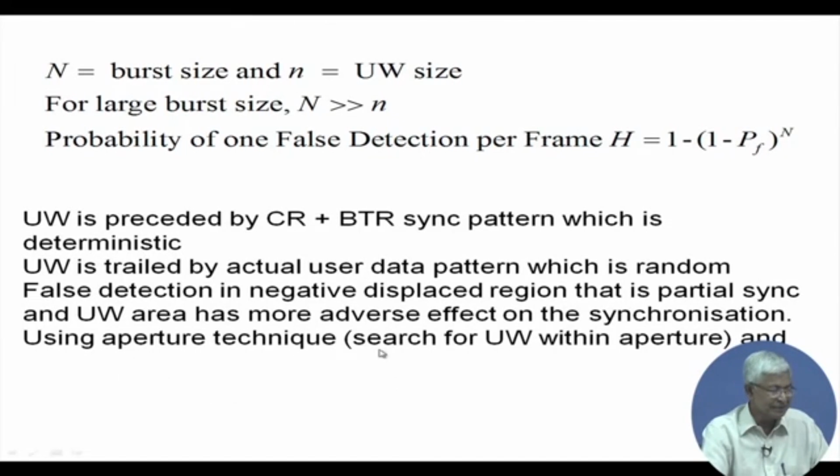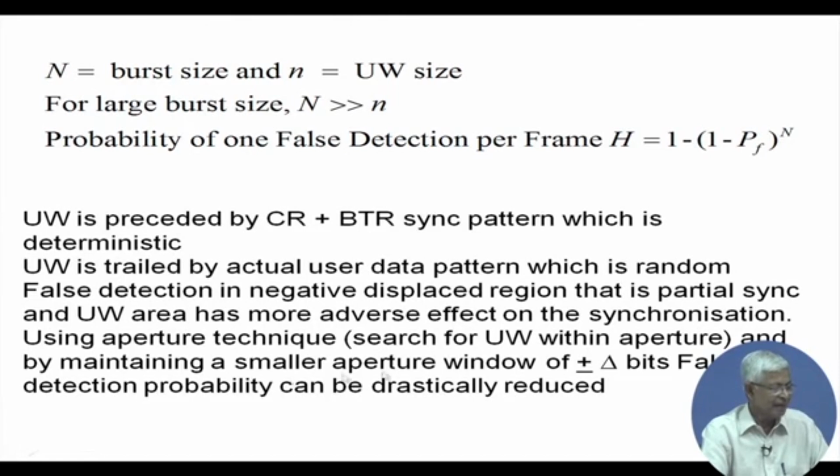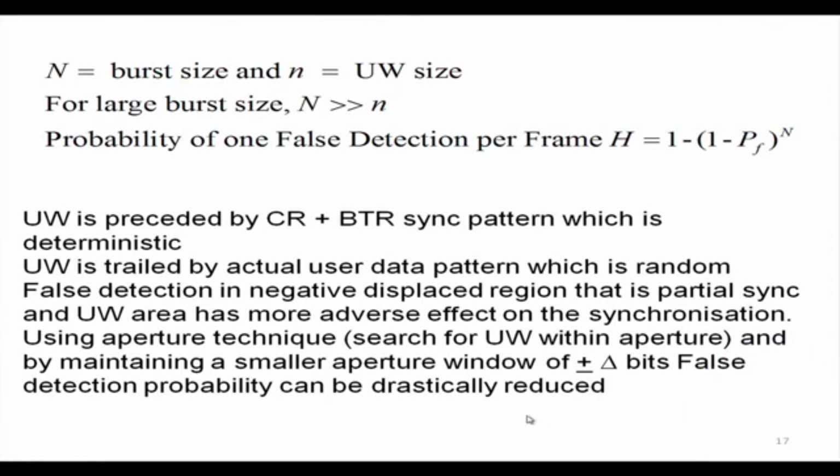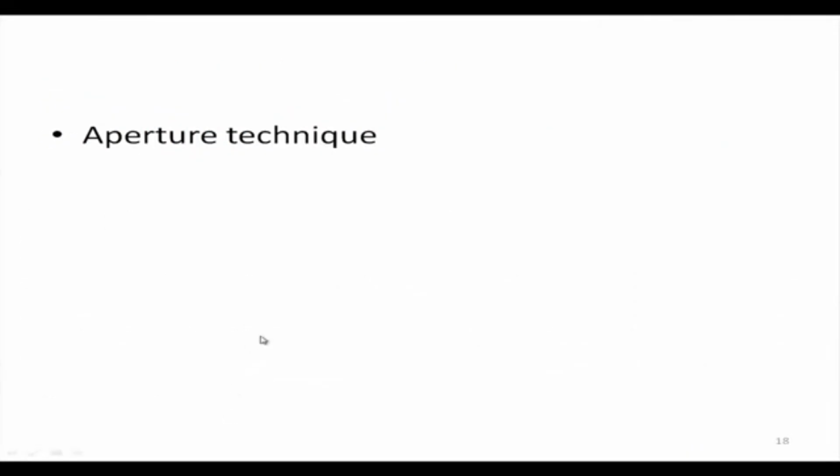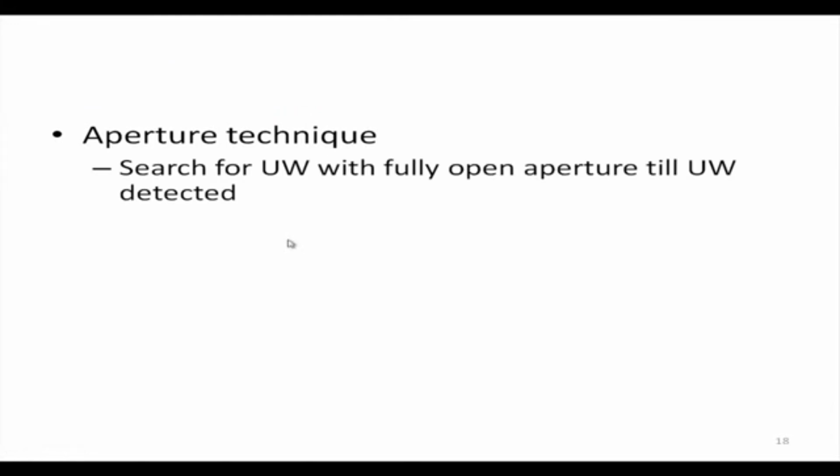Using an aperture technique, searching for the unique word within the aperture, and by maintaining a smaller aperture window of plus minus delta bits, the false detection probability can be drastically reduced. Okay. What is the aperture technique? First, you search for the unique word with a fully open aperture. I mean, you search all the bits which are coming in till the unique word is detected.